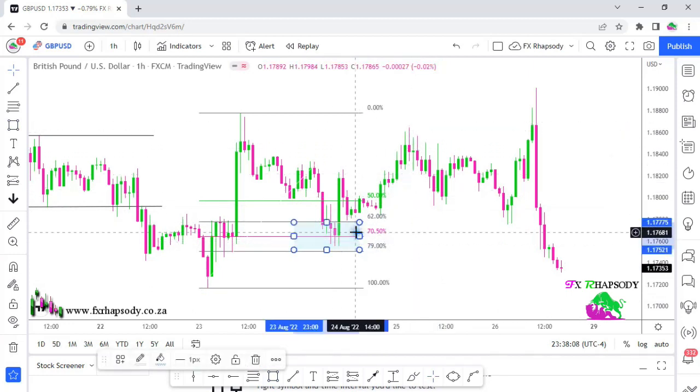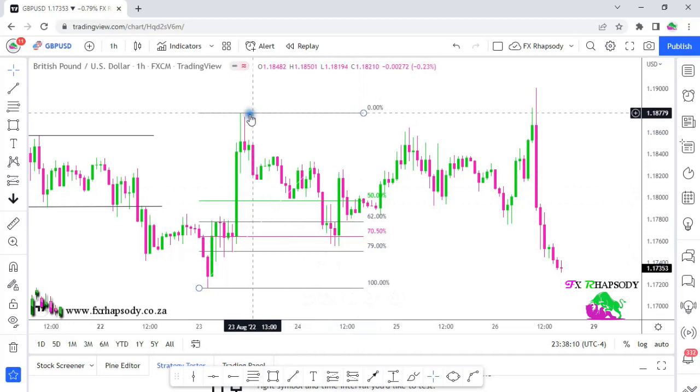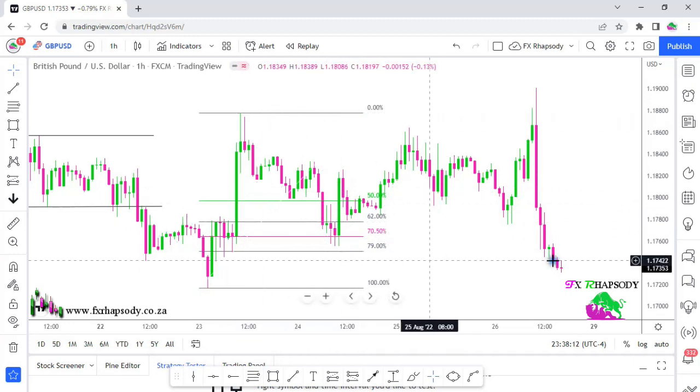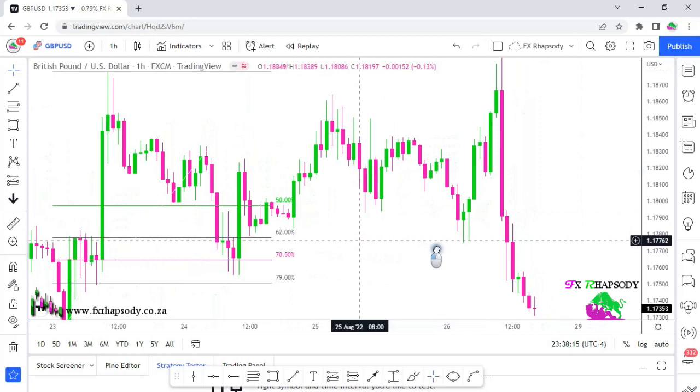But there's two scenarios that you can trade. So you can trade the movement going down. And how do you trade the movement or the retracement going down? Now I'm just zooming in a little bit.